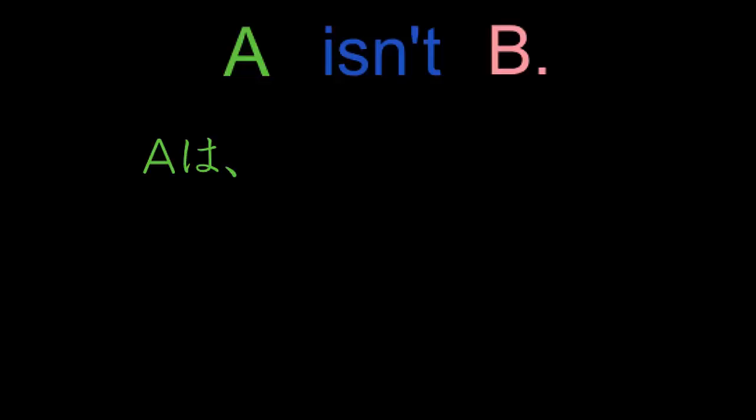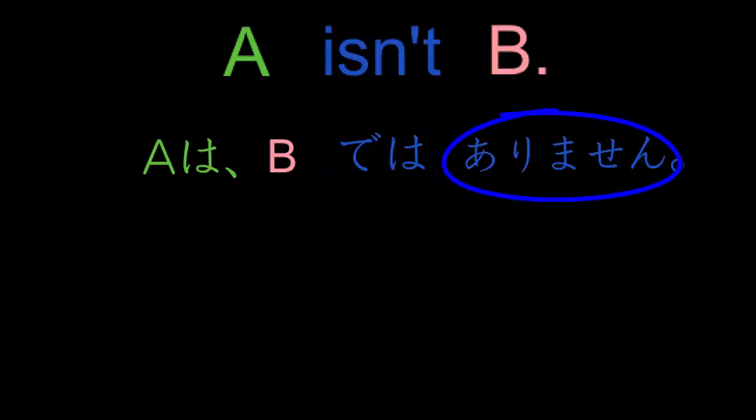So we begin with our topic just as we do with our positive sentence. So A wa, talking about A. Then we add our B portion, whatever that may be. And finally, we're going to add the negative form of desu. Now this begins with dewa. You'll notice the pronunciation of wa. That's because it's actually a particle in this word. So dewa. This is how we begin. And we finish our negative form of desu with arimasen. So, isn't in Japanese becomes dewa arimasen. Dewa arimasen. Now, that's very formal.